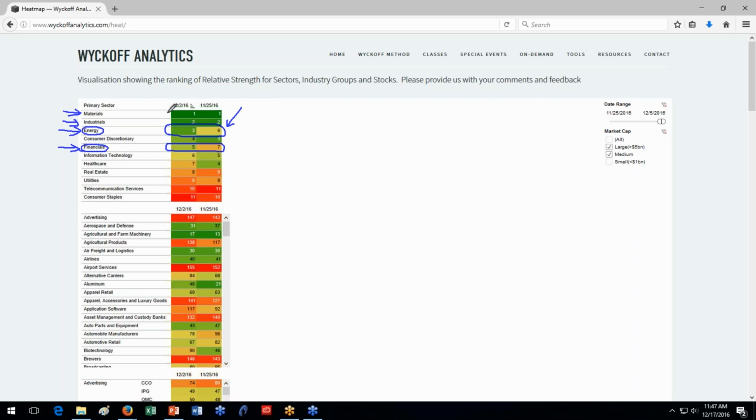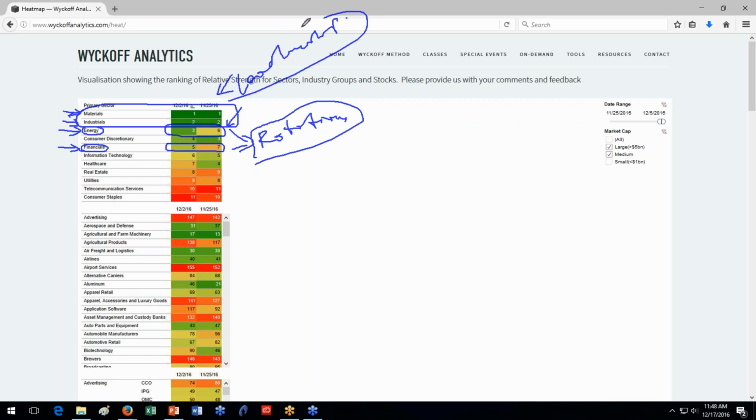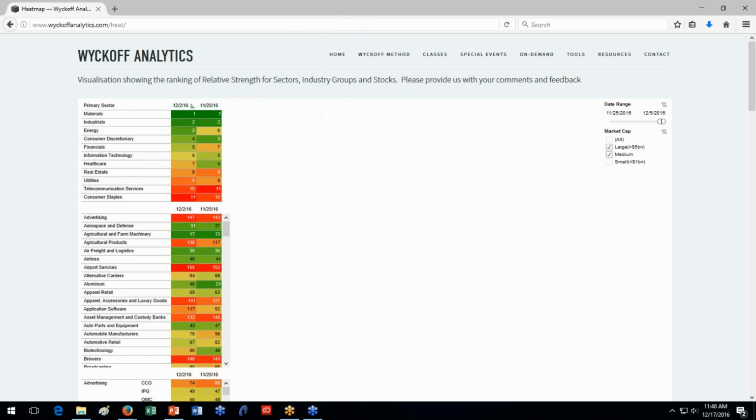So I would be looking at first the sectors that have some kind of rotation from unfavorable or less favorable to more favorable, and then I would be looking at the leadership. So these are the two ways how we would be looking at the heat map. So let's look at financials. So financials were more exciting.